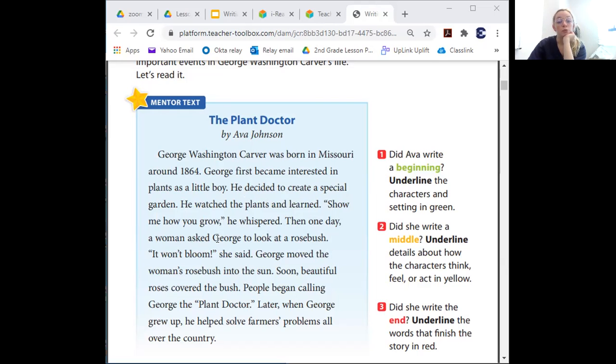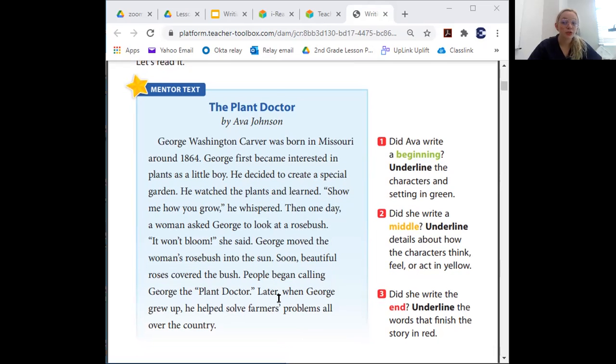Then one day, a woman asked George to look at a rose bush. "It won't bloom," she said. George moved the woman's rose bush into the sun. Soon, beautiful roses covered the bush. People began calling George the plant doctor. Later, when George grew up, he helped solve farmers' problems all over the country.